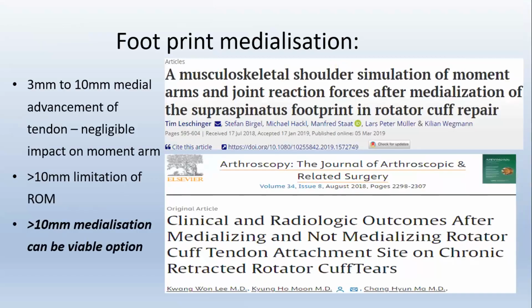So in case of medialization of the footprint, it was found that 3 to 10 mm of medial advancement of the tendon has a negligible impact on the moment arm. That is, if the medialization is more than 10 millimeter, then it limits the range of movement. So less than 10 millimeter is a viable option.